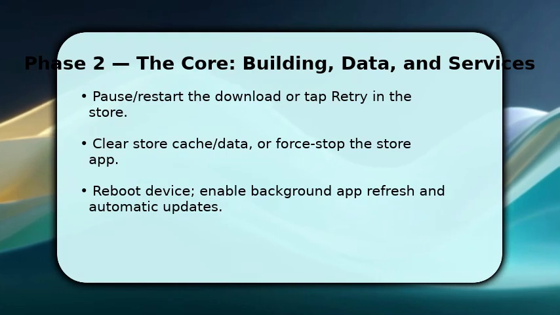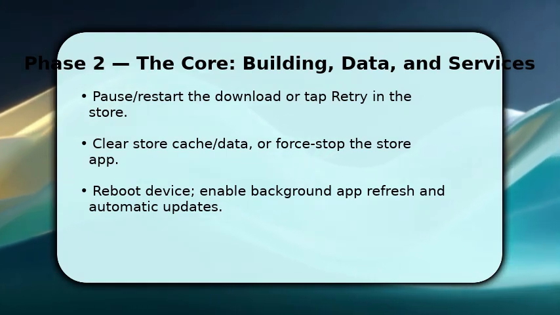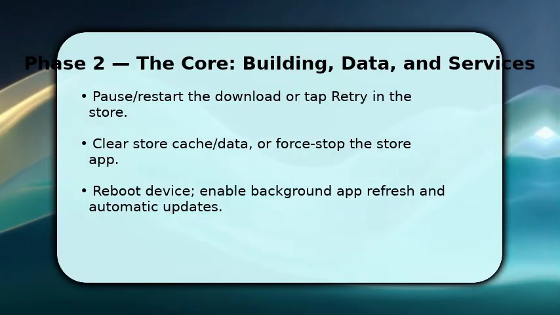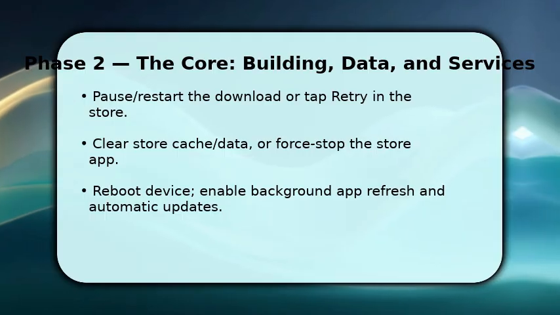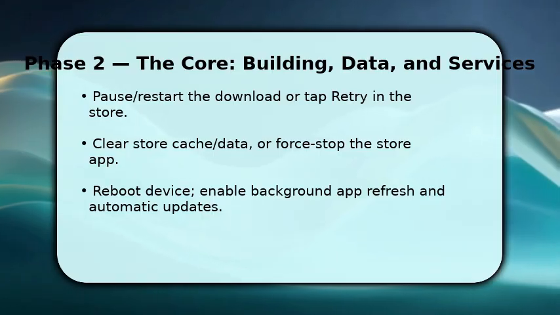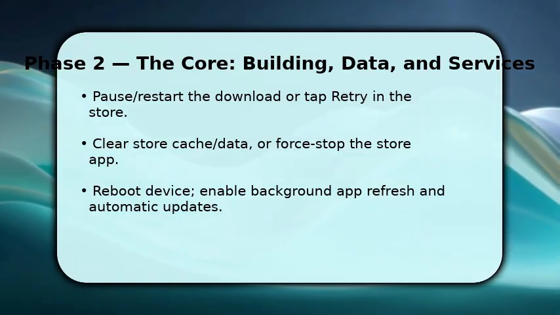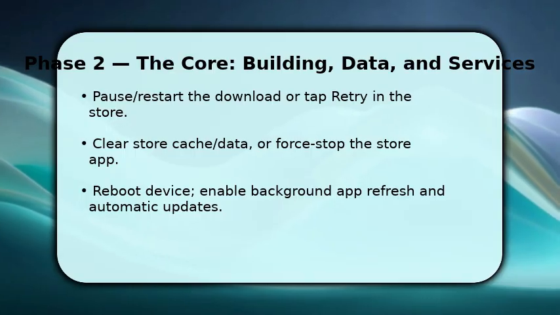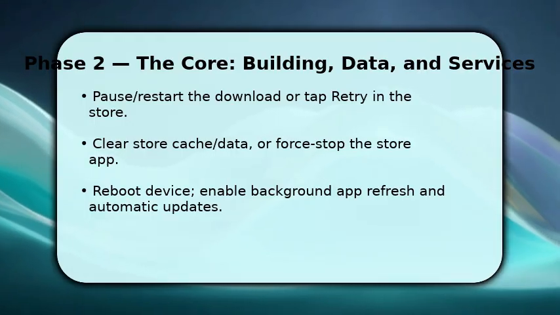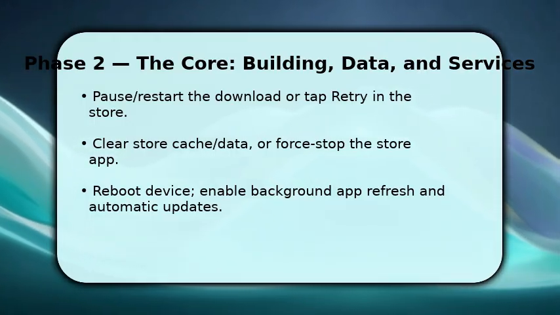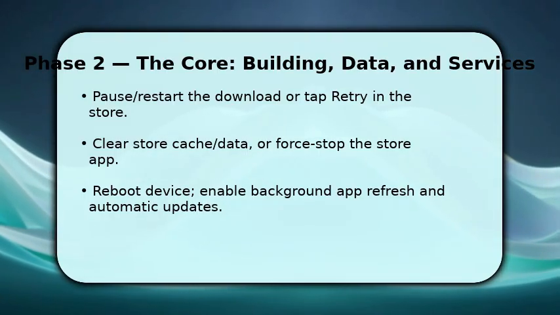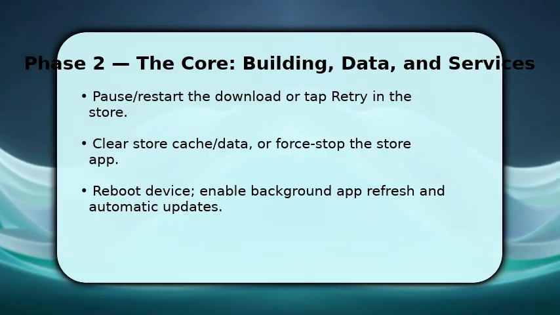Now force the app to resume. Open the store, pause, then restart the download, or tap retry. This often kicks stalled transfers. If that fails, clear the store app's cache or data or force stop it, because corrupt temporary files can block installs. Reboot your device afterward to reset networking and file locks. This solves many mid-process hangs. Make sure background, app refresh, and automatic updates are enabled so the store can finish installations without your constant attention.